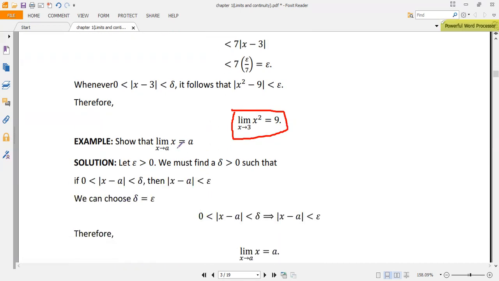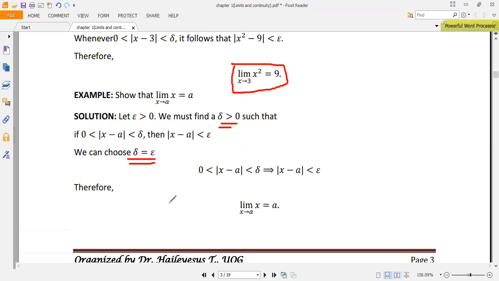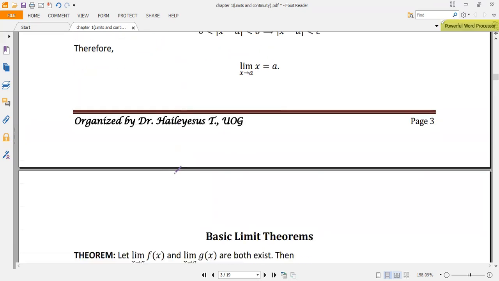So it shows that the limit as x approaches a of x is a. So using the definition of limit, let epsilon greater than 0 be given. Then we must find delta greater than 0 such that 0 less than absolute value of x minus a less than delta implies absolute value of x minus a is less than epsilon. Clearly, choosing delta equal to epsilon is the choice to make this statement true. So 0 less than absolute value of x minus a less than delta implies absolute value of x minus a is less than epsilon. So delta equal to epsilon is a correct choice.